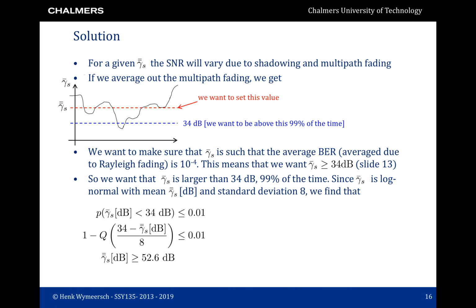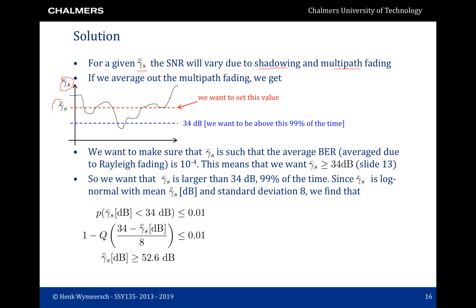Let's look at a proposed solution. For a given SNR due to path loss only, the SNR will vary due to two different effects, shadowing and multipath fading. Let's first look only at the effect of shadowing. So let's suppose we average out multipath fading, then here we have the variation of the SNR due to shadowing as a function of time.